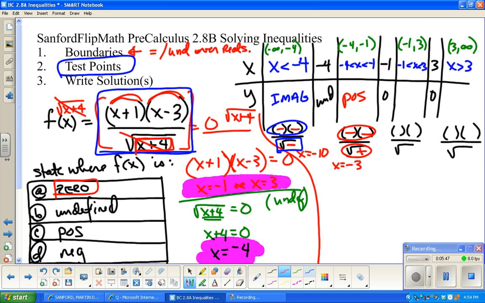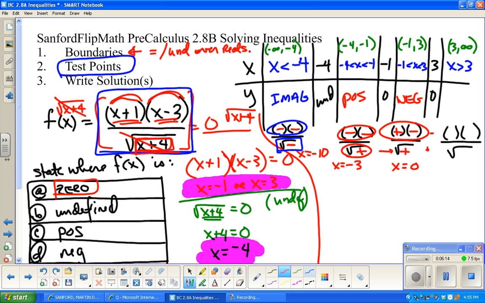Okay. And then continuing on, between -1 and 3, I'm going to pick 0 because 0 is so easy to work with. 0 plus 1, 0 minus 3, and 0 plus 4. Square root of a positive is positive. This is negative. Overall, this is negative. So just track what's going on with your sign rules. Positive times a negative is negative. Negative over a positive is negative.